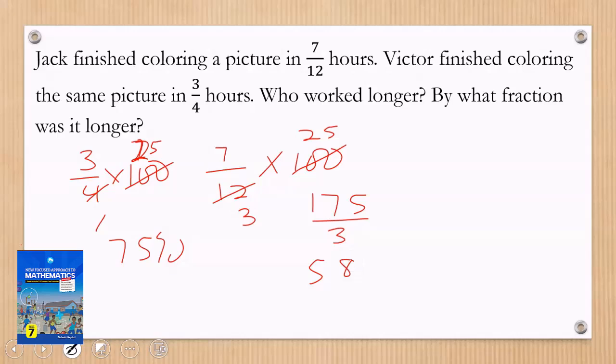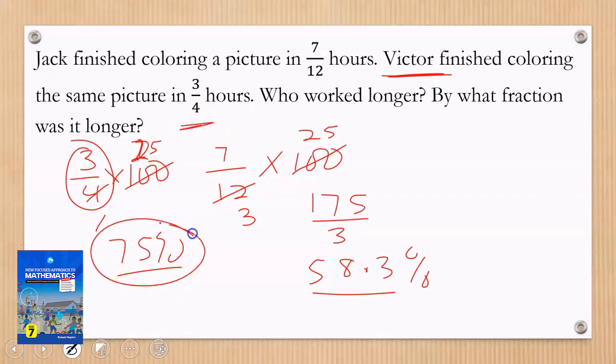58 point 3333, which means that if you compare these two, you can see this fraction is bigger. And so the question says, who worked longer? That means Victor finished his work in 3/4 hours. That means Victor worked longer because he has the bigger fraction.